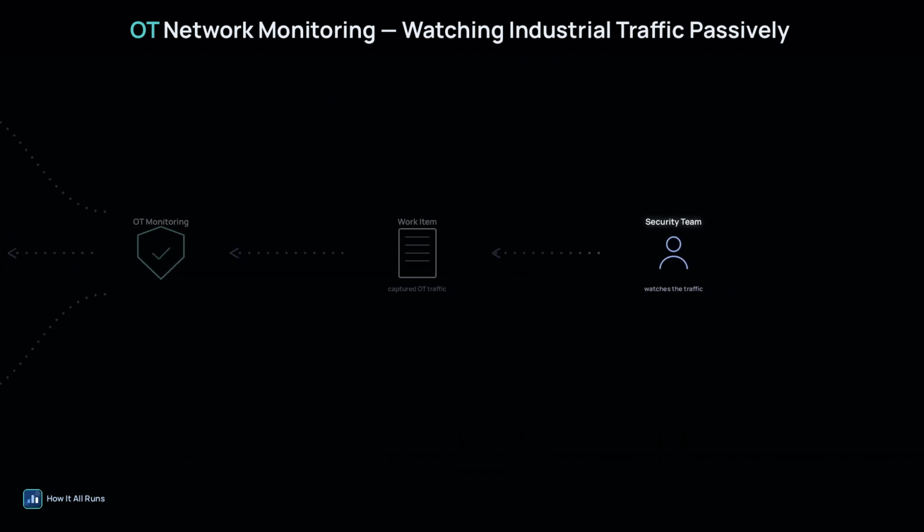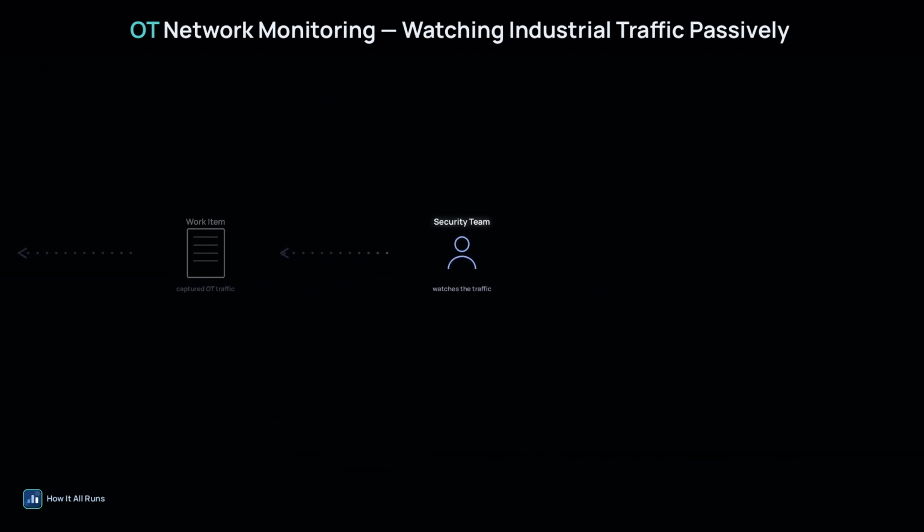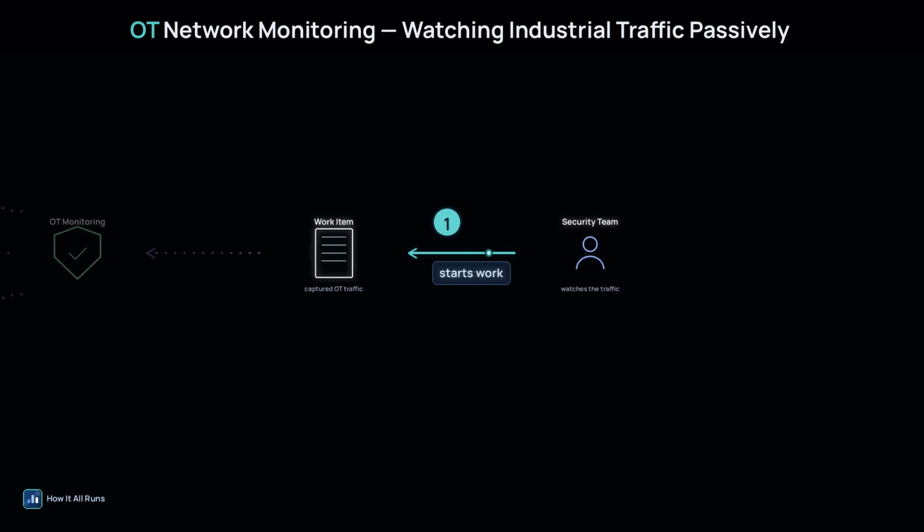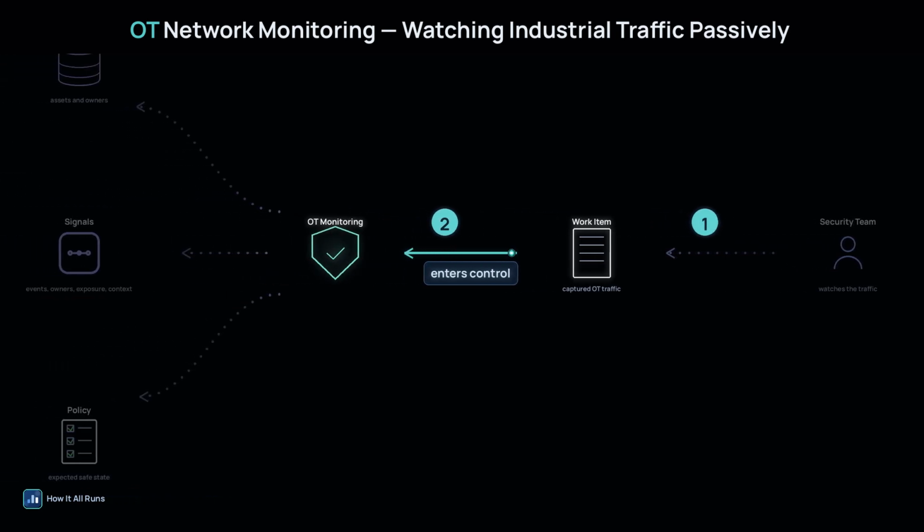Now follow one item through the system and watch uncertainty become evidence. Step 1. Normal work begins. Security works best when it sits in the path of real work. The work item reaches OT network monitoring, watching industrial traffic passively. The control is designed for this class of risk.